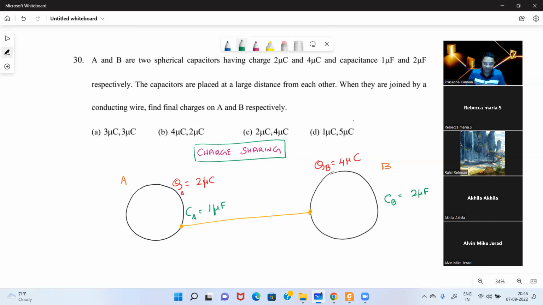Okay. Now before that, let's do one thing. Let's find out what is the potential on the capacitor A, spherical capacitor A, and what is the potential on the spherical capacitor B. Let's find out what is V. You know, Q is equal to CV, whether it's spherical capacitor or parallel plate capacitor, doesn't matter. Q equal to CV volts. So V will be nothing but Q divided by C. So can you tell me what is Q divided by C? So it is going to be 2 volts, correct?